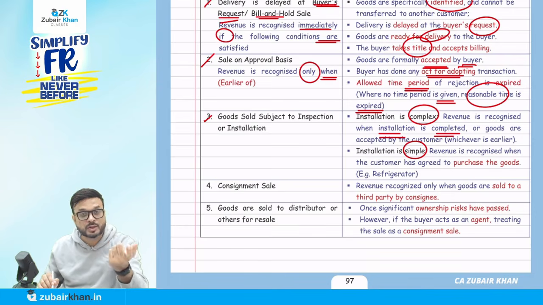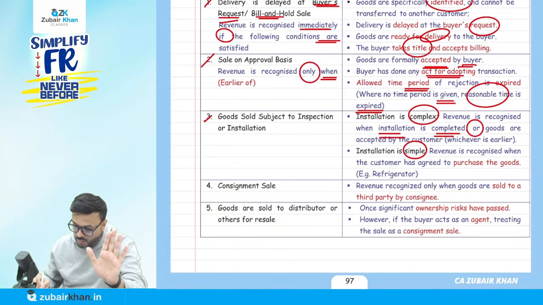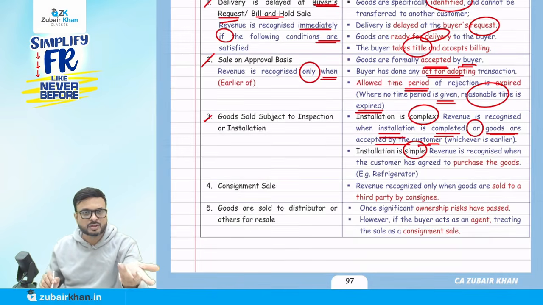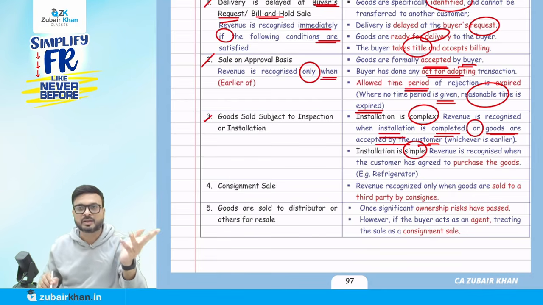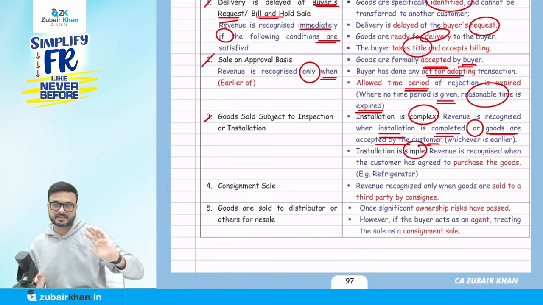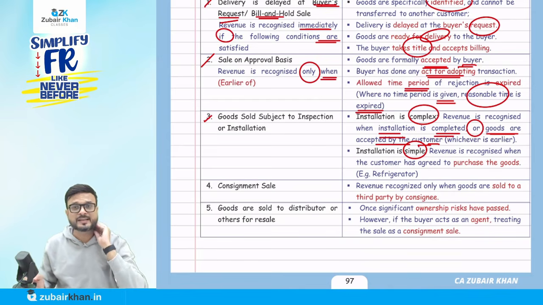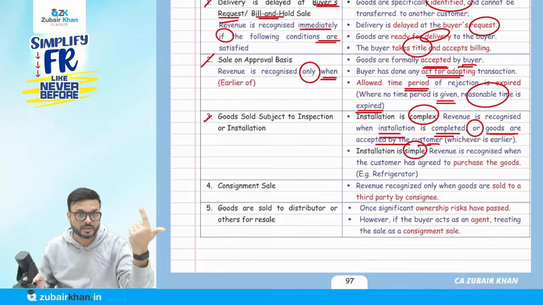So I say when the installation is done, then I say yes, it is sales now. Or even if the installation is not yet done, but the goods are accepted by the customer, you agree that here, okay. Even if the installation is not yet done, but you accepted it, in that case also I will call it a sale. But if the installation is simple, then installation is not a criterion.